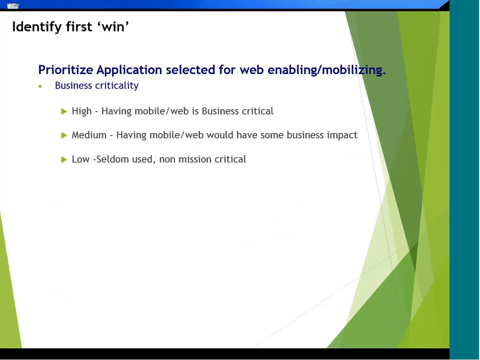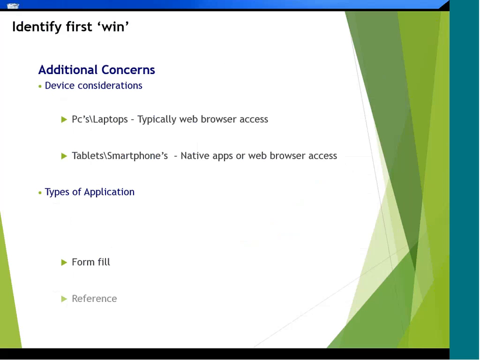So for the first win, again, you want to pick something that's business critical, that will affect the business, but it's not that complicated. Some of the other things to take into consideration when mobilizing an application: if you're targeting PCs or laptops, typically that's going to be a web browser application, web enabling it. With tablets and smartphones, there's a couple of different options. You can, of course, do a web browser for those, but you also can do a native application. Unplugged is a native application for those devices. It's a great way to write an XPage application and have a native application on your phone and not have to worry about whether it's Android or iOS or whatever.